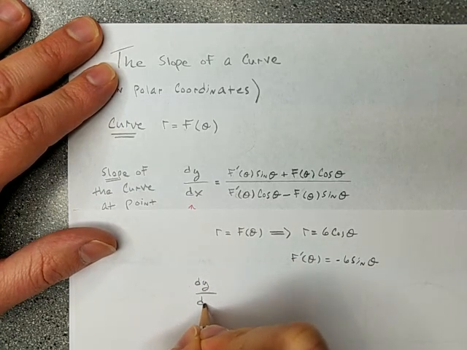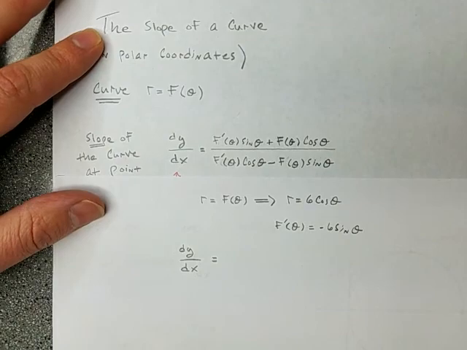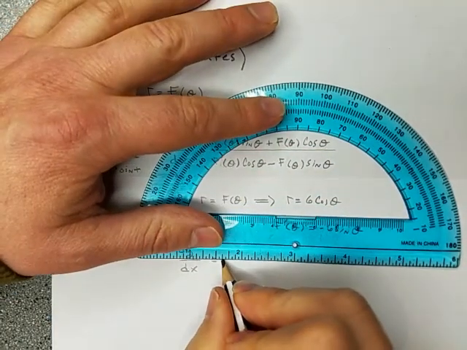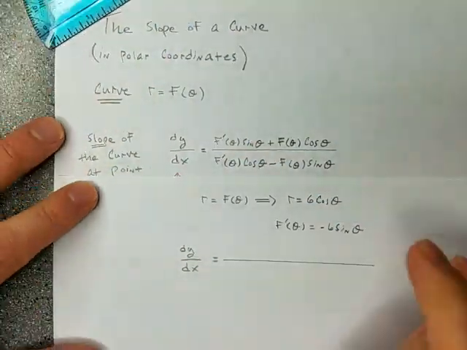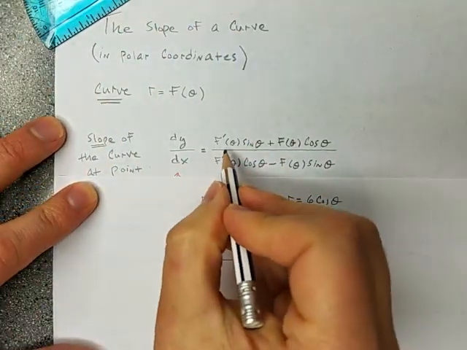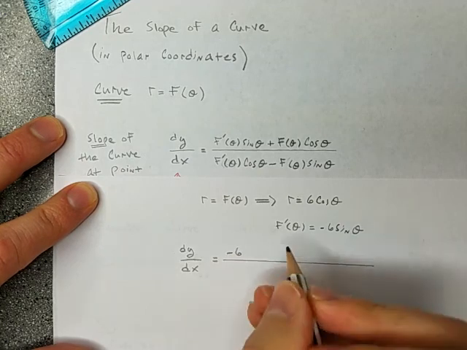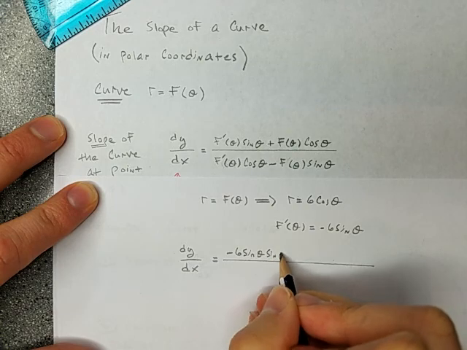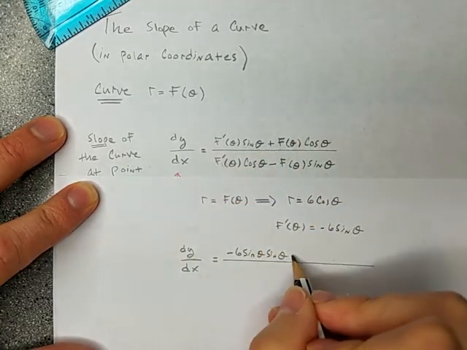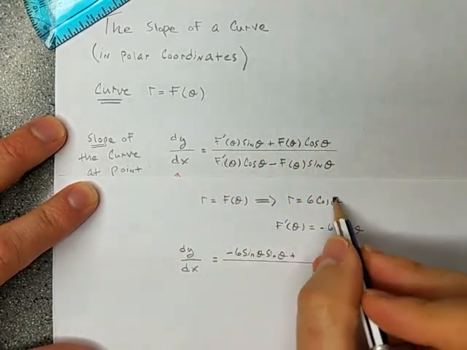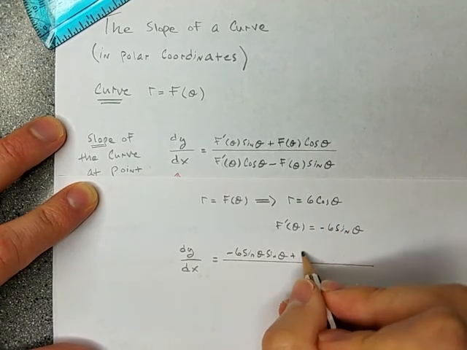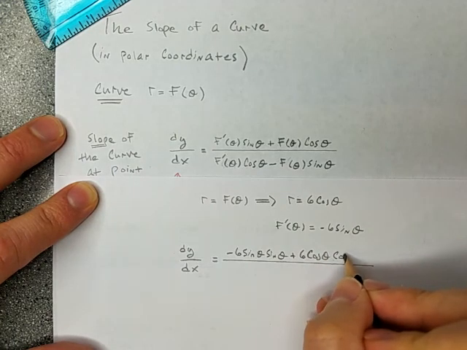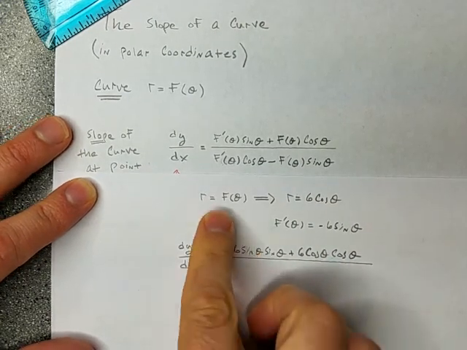Dy over dx, our instantaneous rate of change, our slope of the curve. Here it is. Just a matter of putting it all together. So f prime theta, this part, that's going to be negative 6 sine theta. Okay, and then times sine theta plus f of theta, that's this thing right here. So 6 cosine theta times cosine theta. All right, that's the numerator.